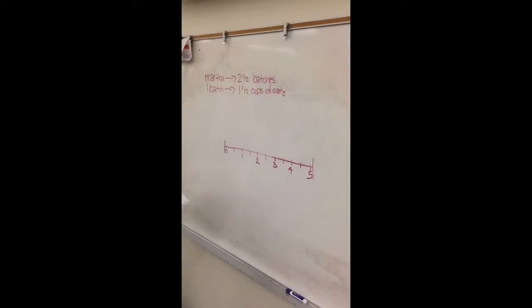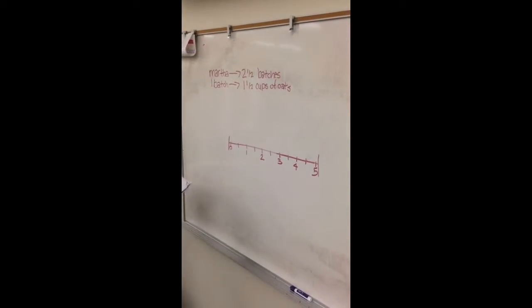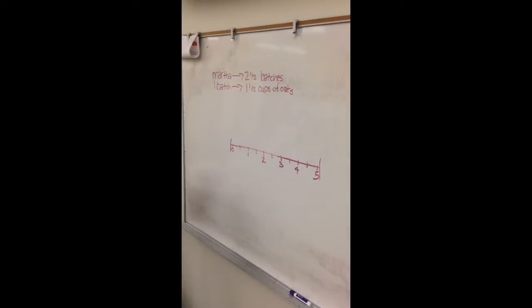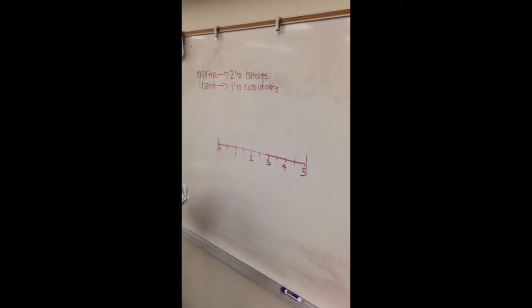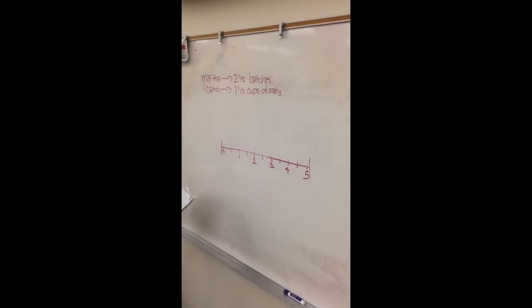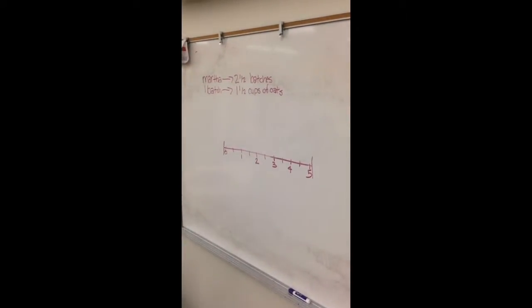Okay, so today we're going to be figuring out Martha's granola recipe. Her recipe needs 1.5 cups of oats per batch, but today she's making 2.5 batches of granola. So how many cups of oats will she need for her 2.5 batches?